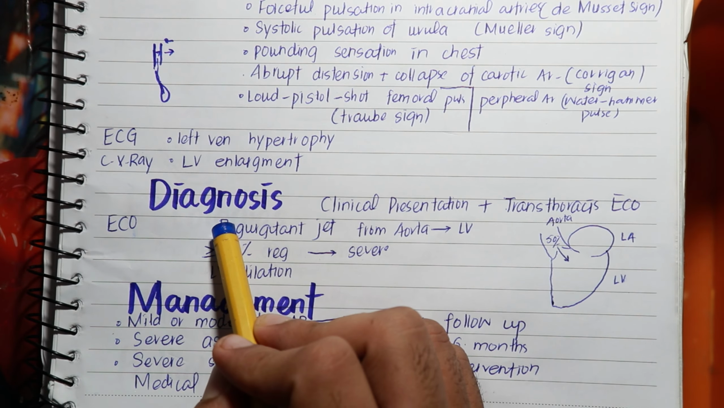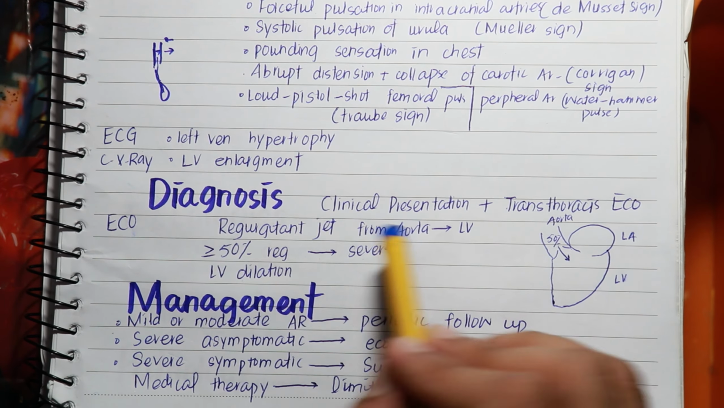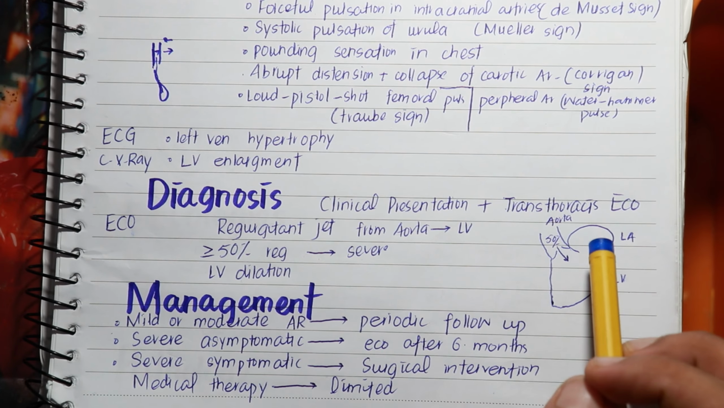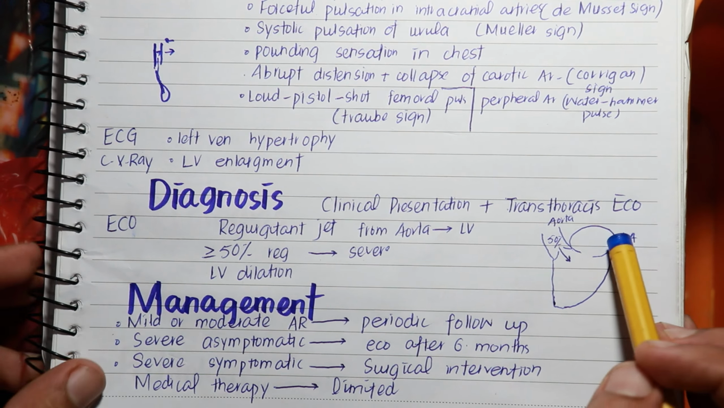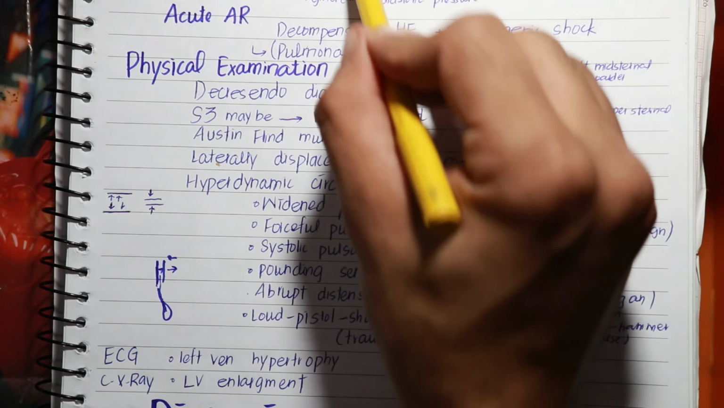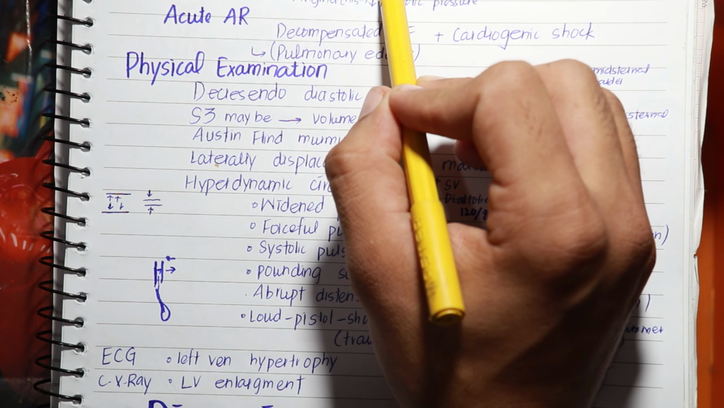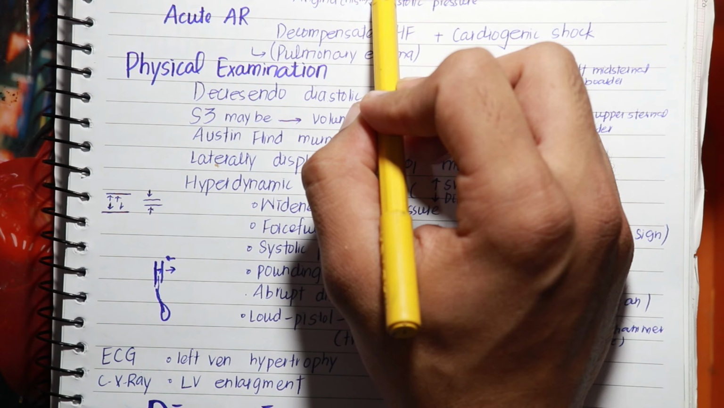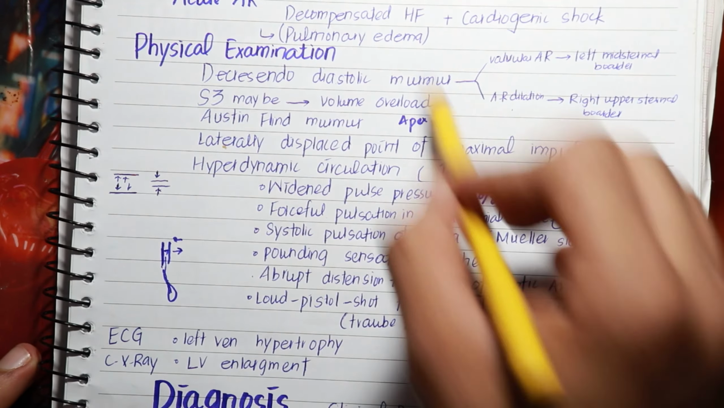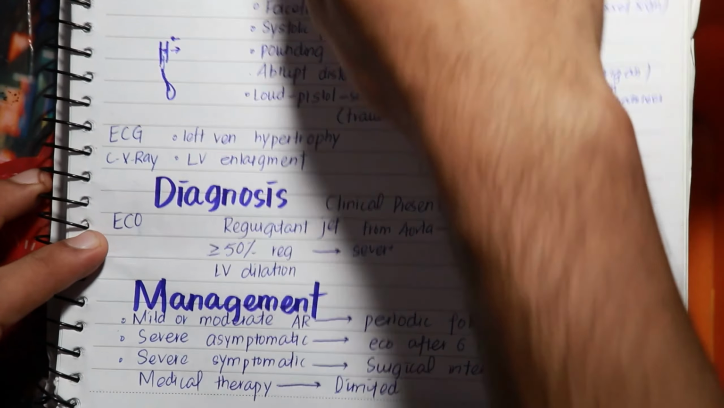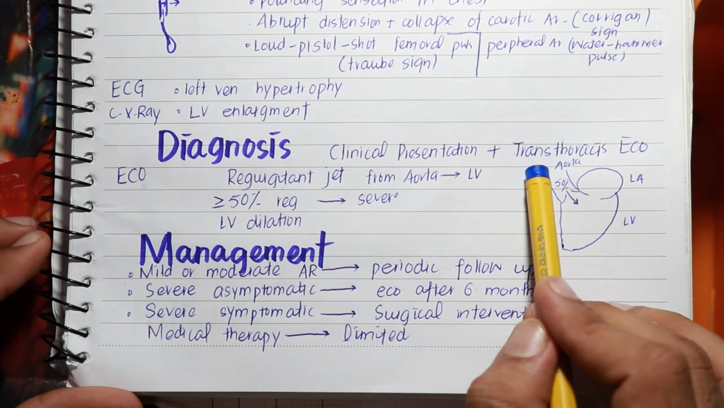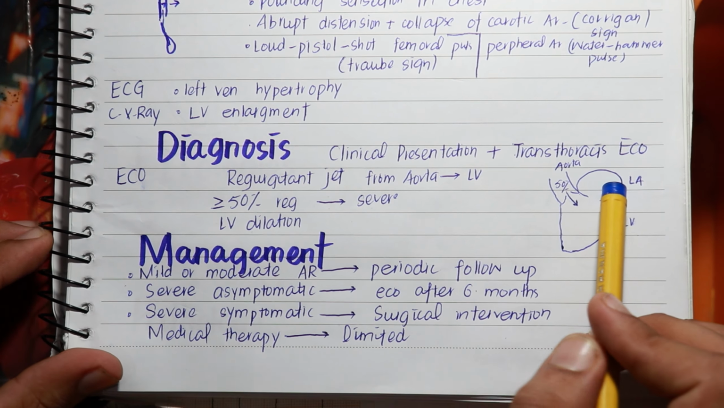Diagnosis: how will you make the diagnosis? Diagnosis is based on clinical presentation plus transthoracic echocardiography. Suppose a patient presents to you with these symptoms. He says, I feel shortness of breath whenever I walk up the stairs. So you do the physical examination and you find all of this. Plus you have to do echocardiography, transthoracic echocardiography, to confirm the diagnosis.